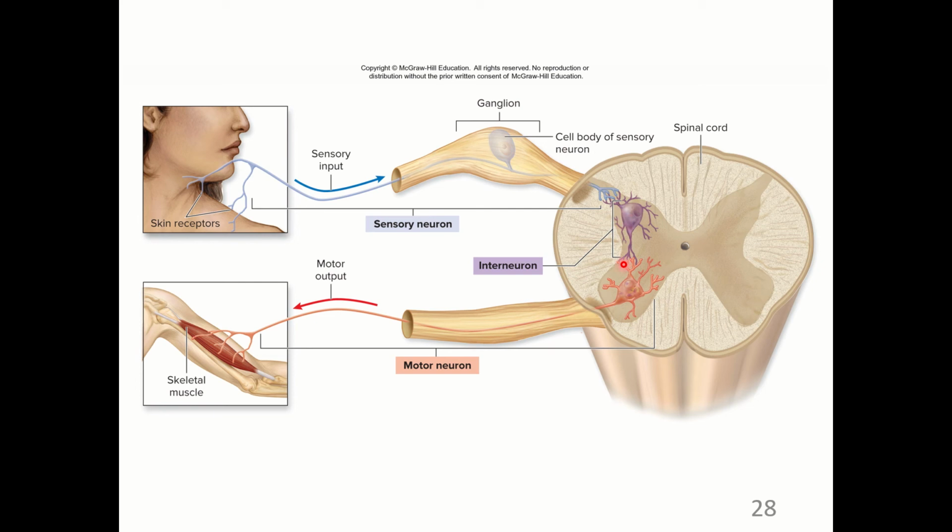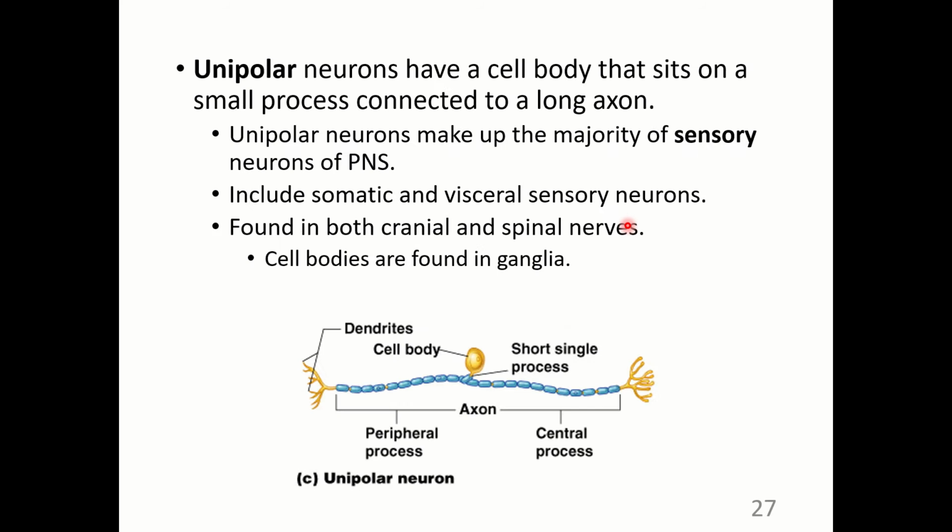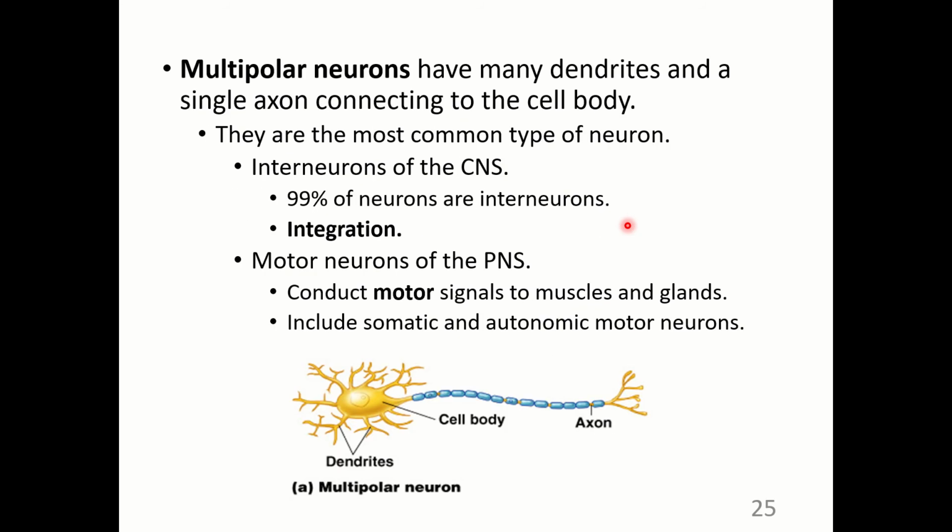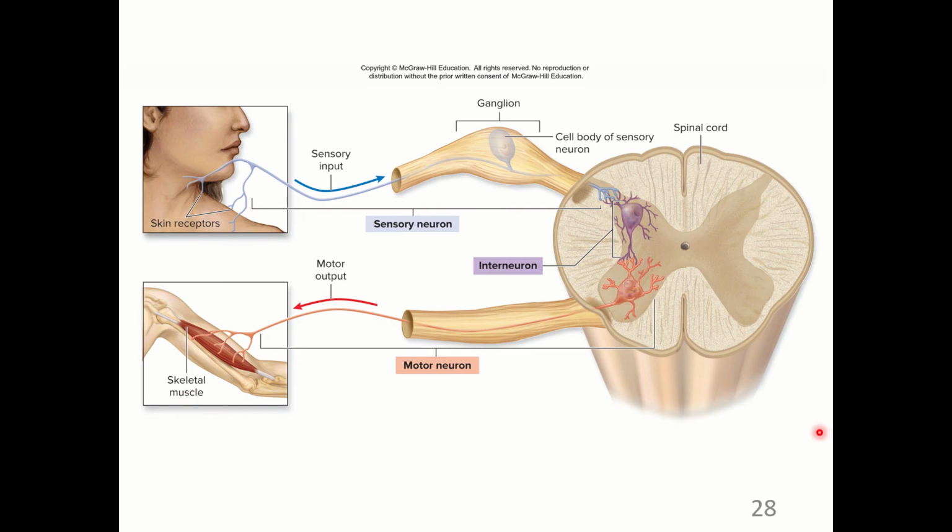It synapses with an interneuron. Interneurons are multipolar neurons, and they make up 99% of the neurons in the nervous system, and they function in integration. So in this case, it can detect touch, temperature, or pain.